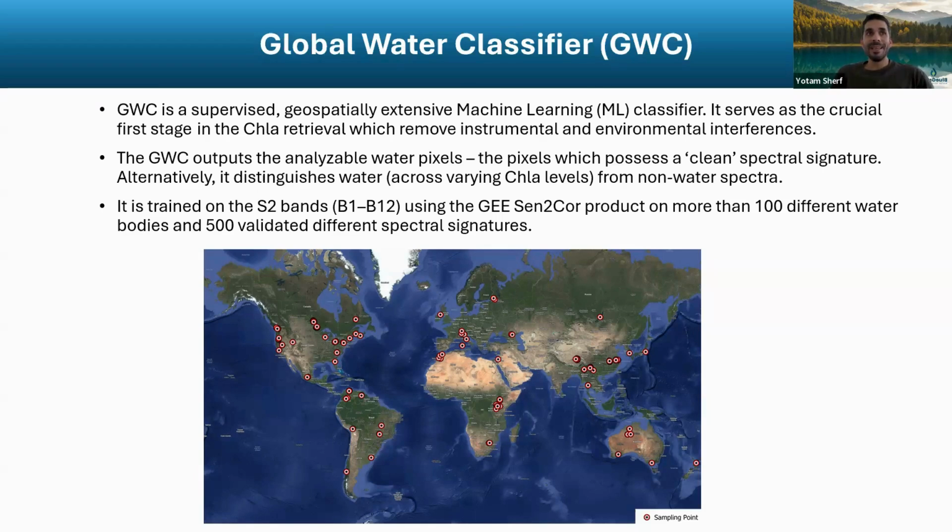In other words, it distinguishes water across varying chlorophyll-a levels. It means that if you have water with varying algae densities, it separates it from non-water pixels that we don't want to analyze. So it does this binary classification. It was trained using Sentinel-2 on the relevant bands on over 100 different water bodies worldwide.